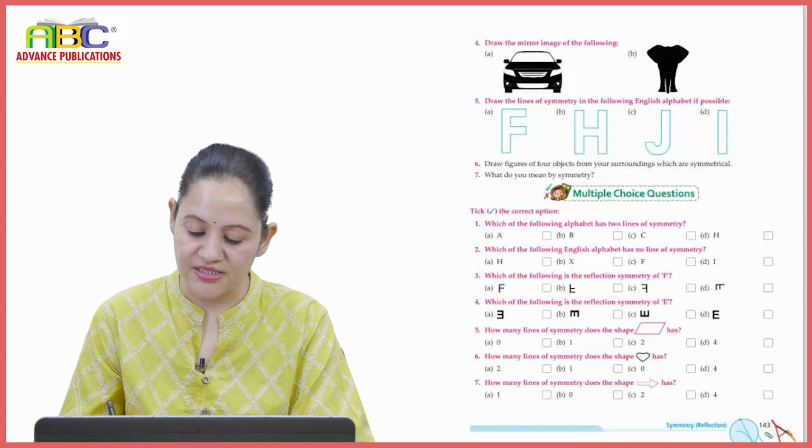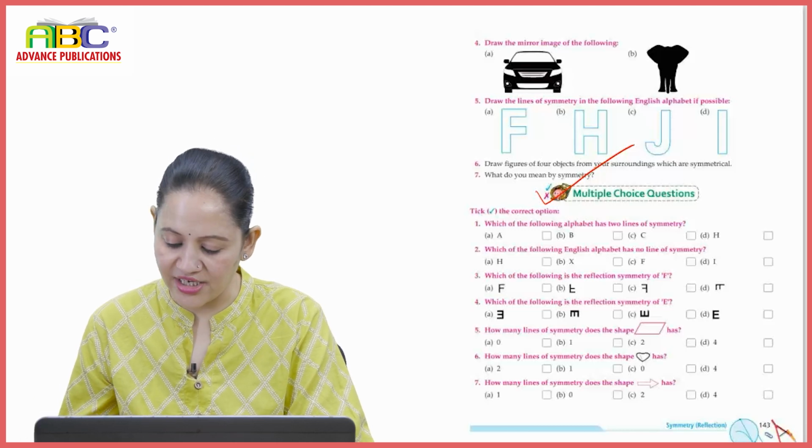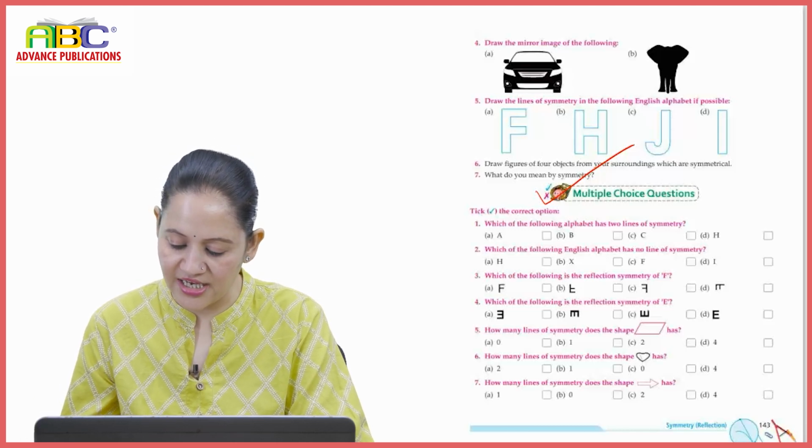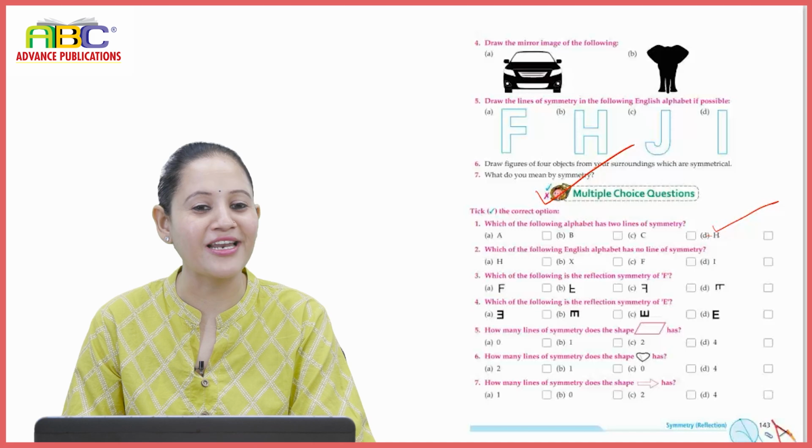Next are multiple choice questions. Choose the correct option. Which of the following alphabets has two lines of symmetry? Letter H will have two lines of symmetry, vertical and horizontal. So D is the correct option here. Here we end the chapter. I hope you understood the chapter well. Now go and practice it.